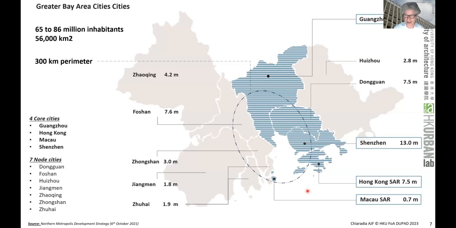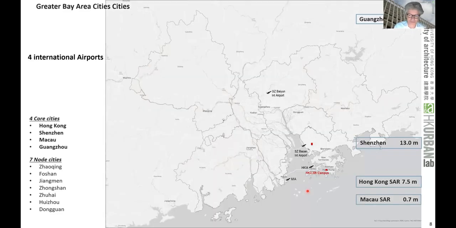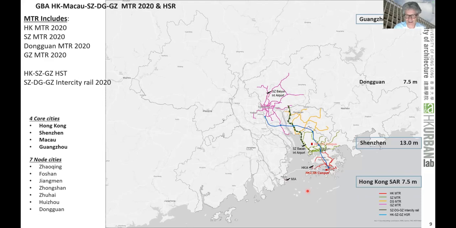So that gives you, and then you have 4 core cities around it. Okay, so this is for the airport, and this is a network of the MTR network that links, in fact, and then as well there's a high-speed rail that links the 3 cities together on the East Coast, in a way, on the east side.